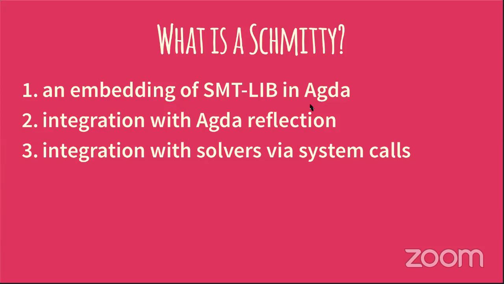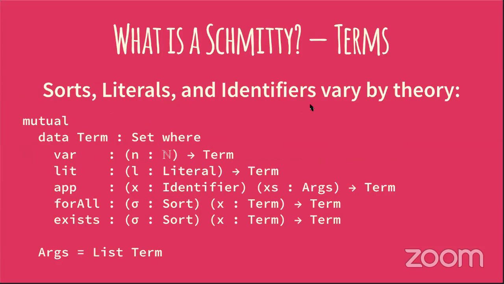So what is Schmitty? Well, like I said, it's an embedding of SMT-LIB. And so we've got a term data type for SMT-LIB terms, which is very simple. It's just predicate logic. Anyway, while I get my logic straight, you can look at that term data type. So we've got variables, which are obvious. We've got literals, which depend heavily on the theory. We've got application with some primitive identifiers, again depending on the theory. We don't have lambdas, and we do have universal and existential quantifiers. So that is all.